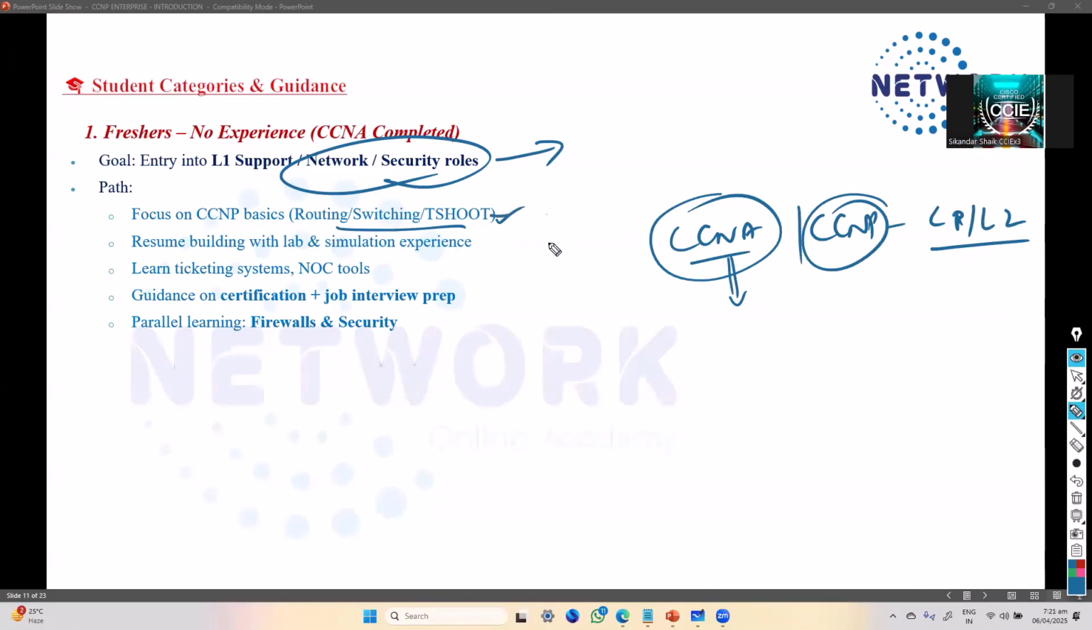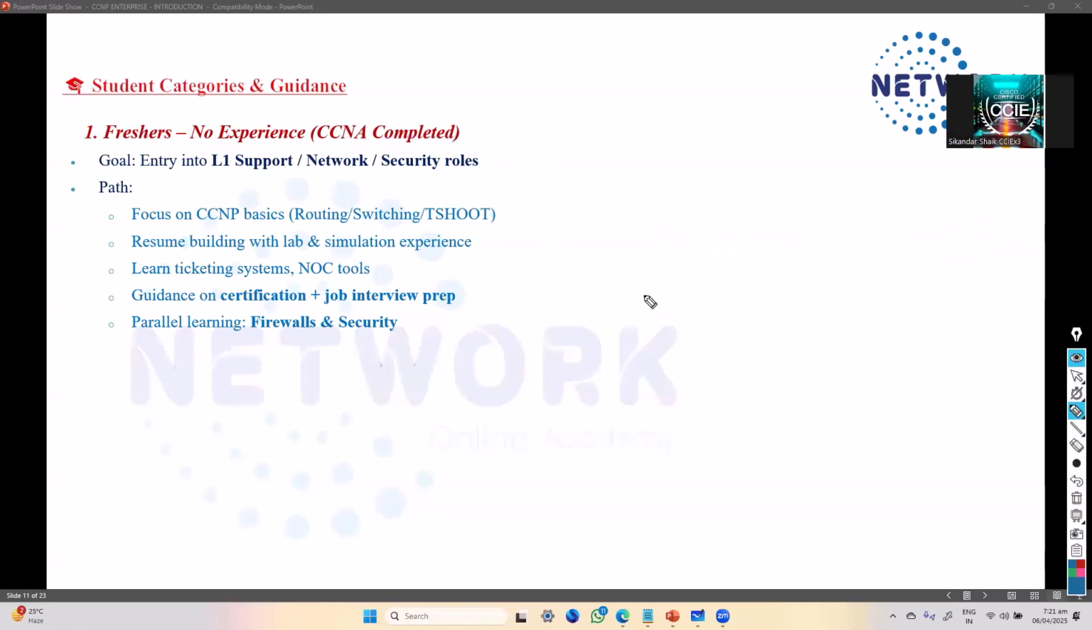Previously it was routing, switching, T-shoot, three modules. Now we have something like Enterprise, ENCOR, NRC. We'll talk about that certification separately. Okay. So most of the time, the main job is you want to get into either the network L1 support level or the basic network engineer or network security kinds of roles. And of course, additionally, you will also be doing the labs. Most of the labs, we'll talk about the lab simulations, how to do them, in a separate session.